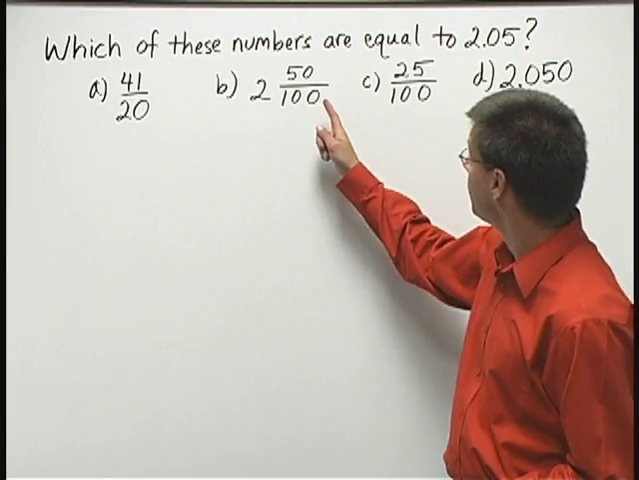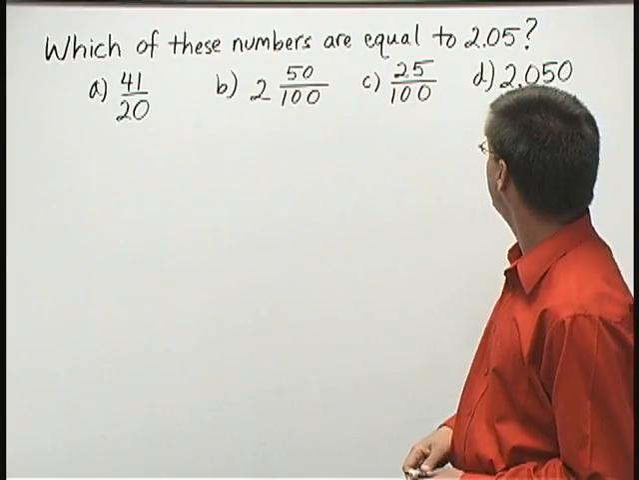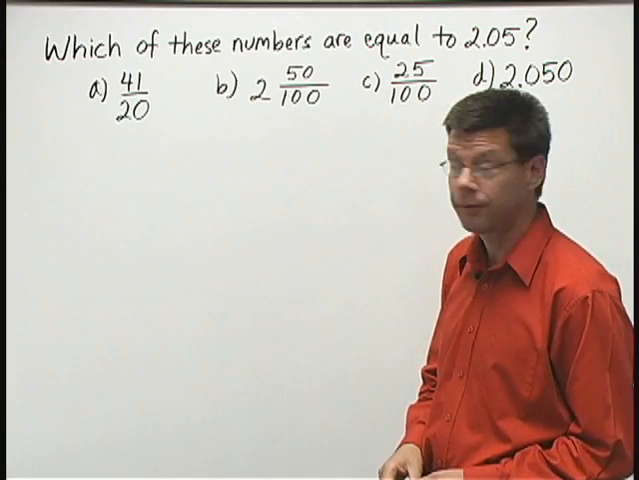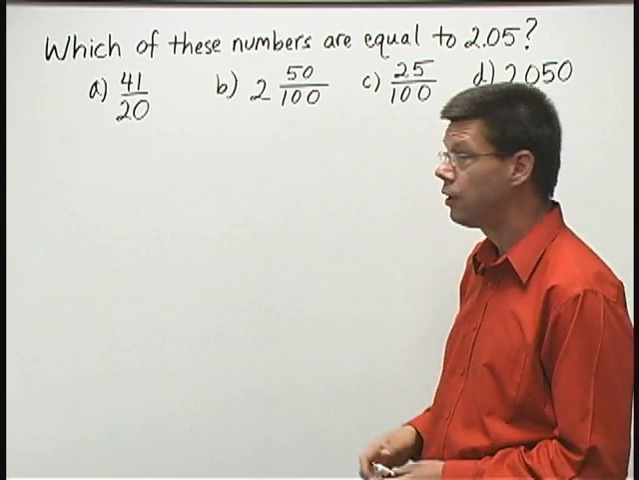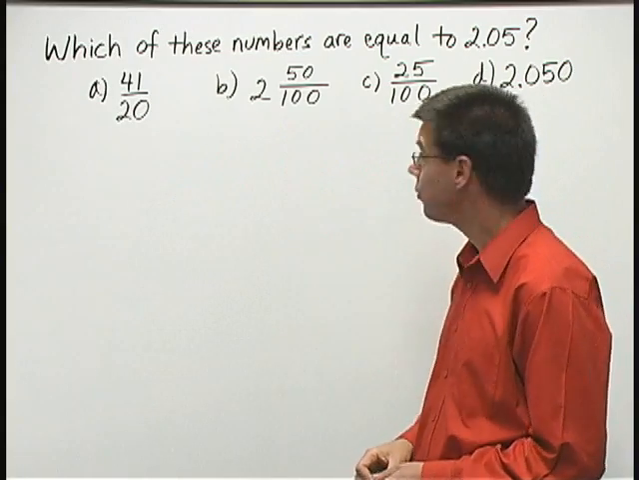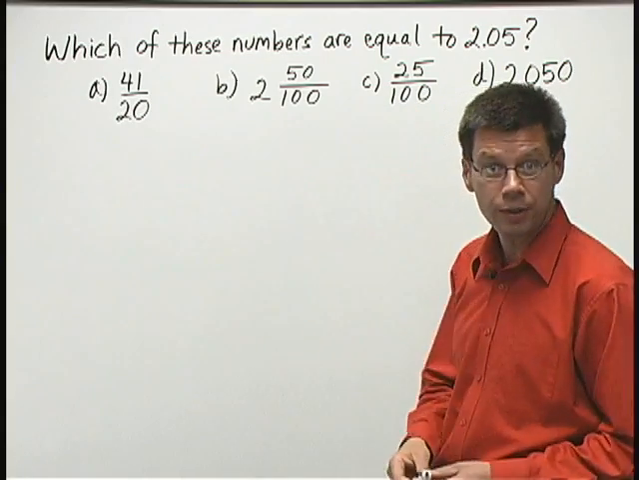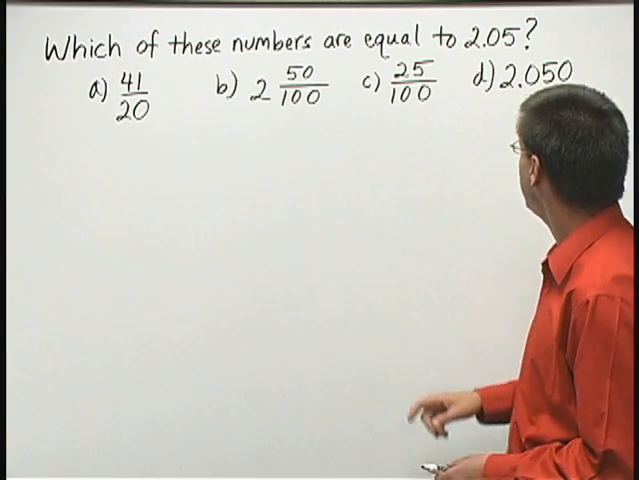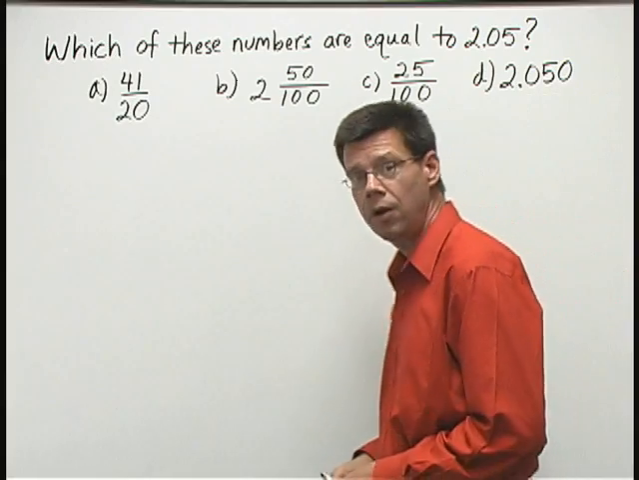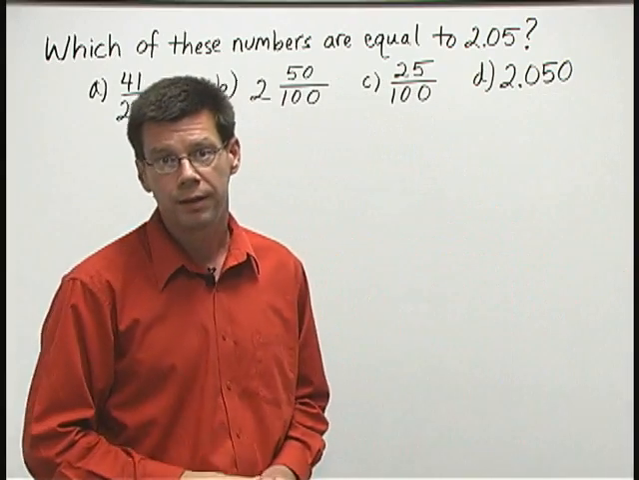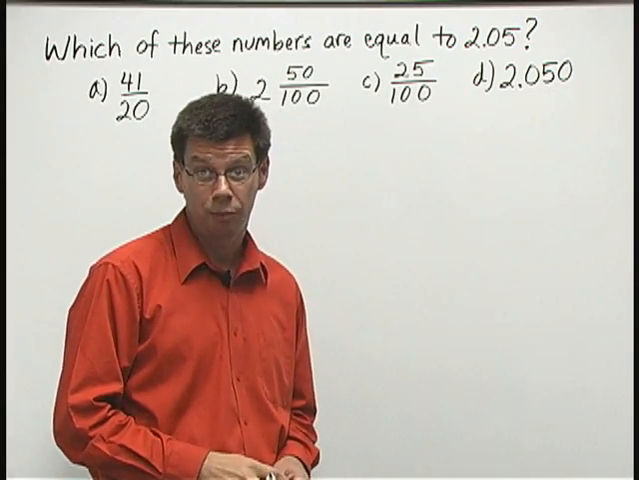Which of these numbers are equal to 2.05? A, 41/20ths, B, 2 50/100ths, C, 25/100ths, and D, 2.050. We need to look at each one of these possibilities separately.